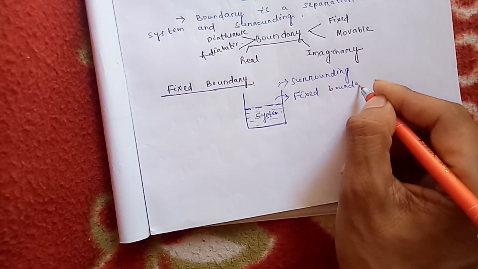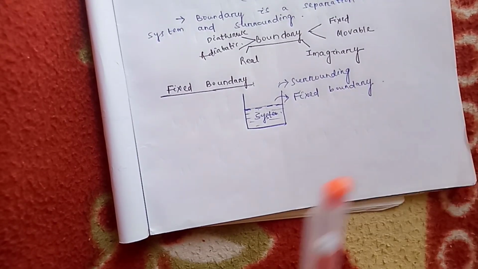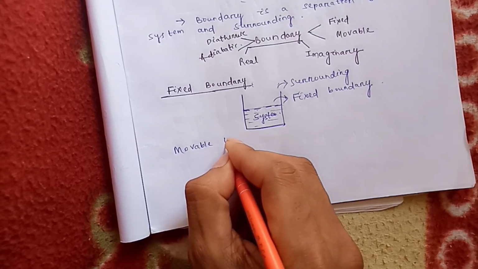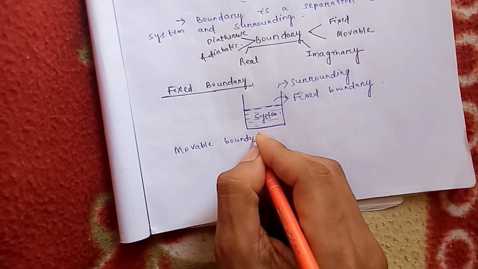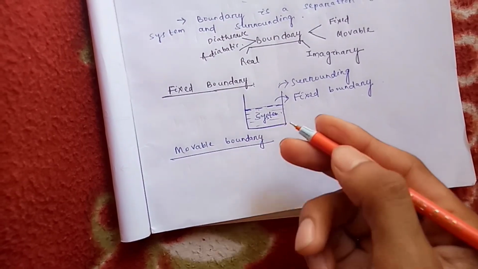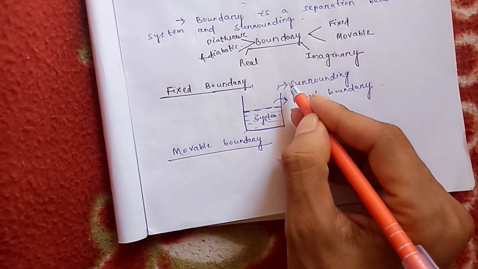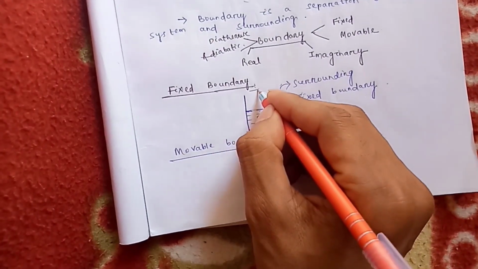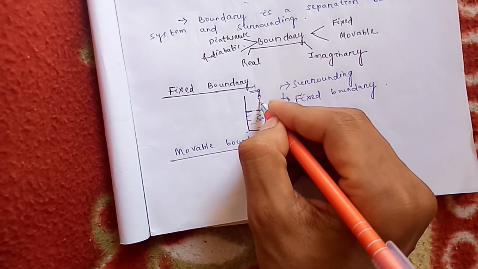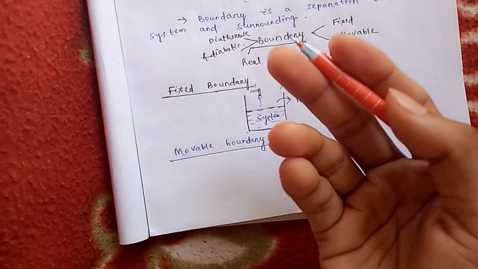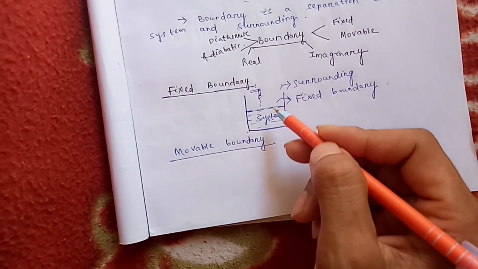So it is a fixed boundary. So another one is movable boundary. So what do you mean by movable boundary? Take the same bucket of water and keep it under the tap. What happens? Water falls continuously, so that the level of water changes continuously.